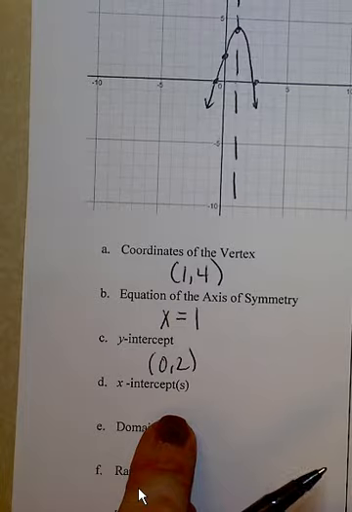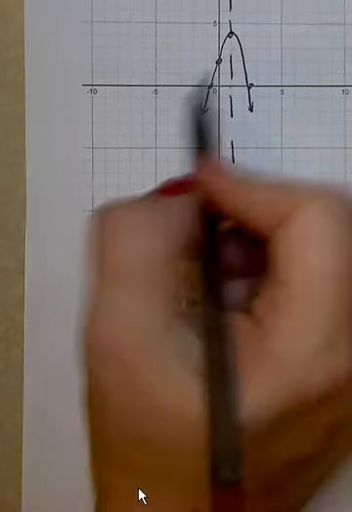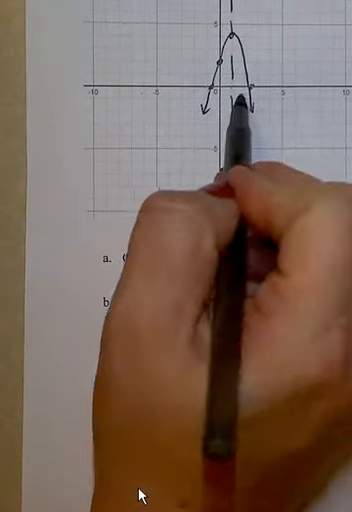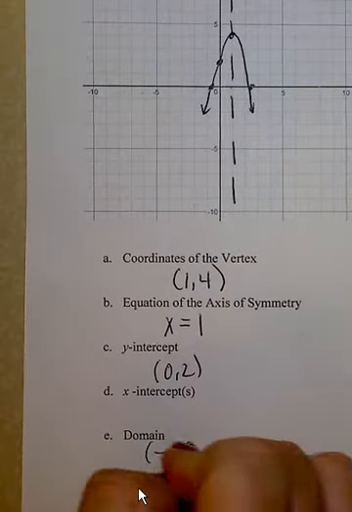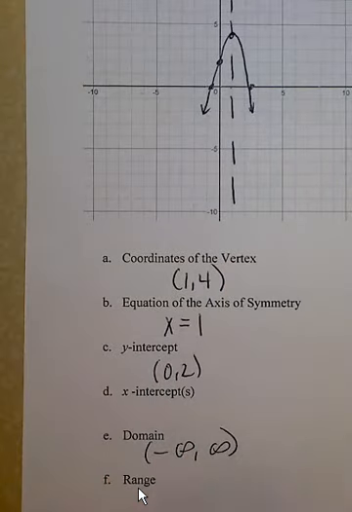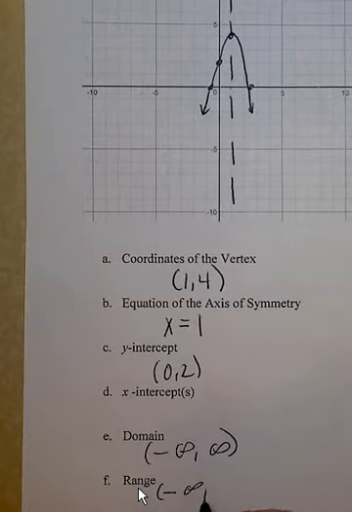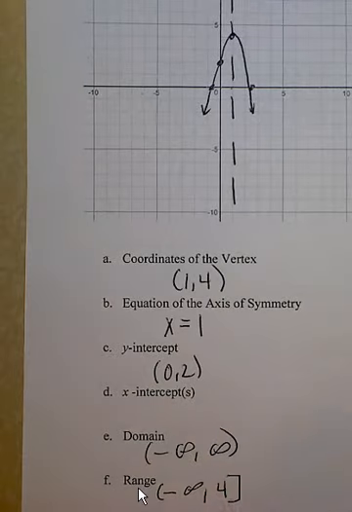What is the domain? Because it's a quadratic function, there's no limit how far it goes to the left or to the right, so the domain is negative infinity to positive infinity. The range starts from the bottom, no limit how far down it goes, and it goes up to a height of 4, and we include it.